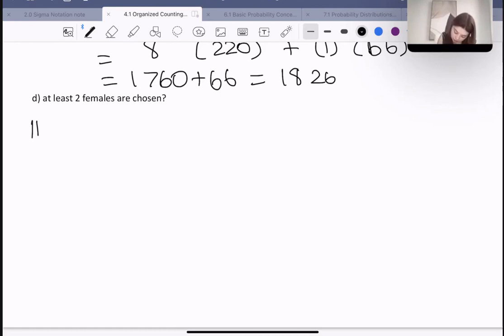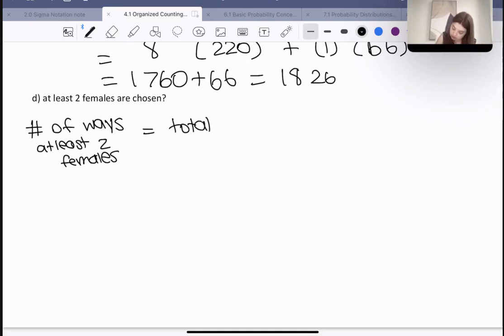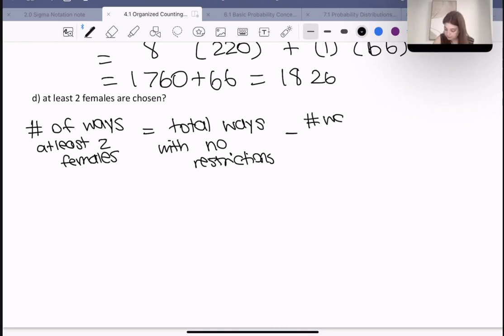So in this case, the total number of ways for at least 2 females is going to be the total ways in all, the total ways with no restrictions, minus the ways for no females chosen, so an all male committee, minus the number of ways of only one female chosen, so we'll say exactly one female chosen, and the other 9 people would have to be males.